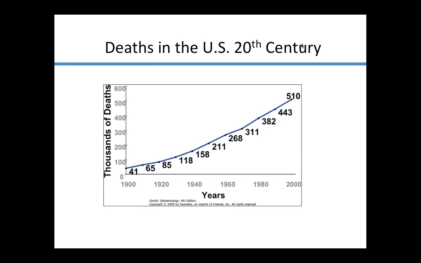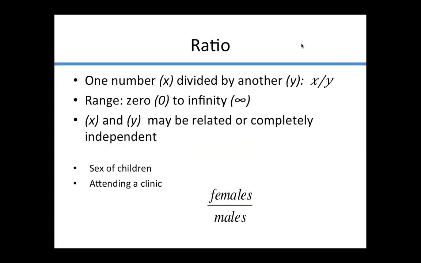So here's a basic count over time, deaths in the United States. During the 20th century, you see the number of deaths is increasing. These are in thousands. The numbers of deaths are increasing over time. But does that mean it's more dangerous to live in the United States over time? Well, there's something obviously missing, and the count doesn't have it, and that's a denominator. How many people are in the denominator? How many people are at risk of dying, for example? So we get into ratios.